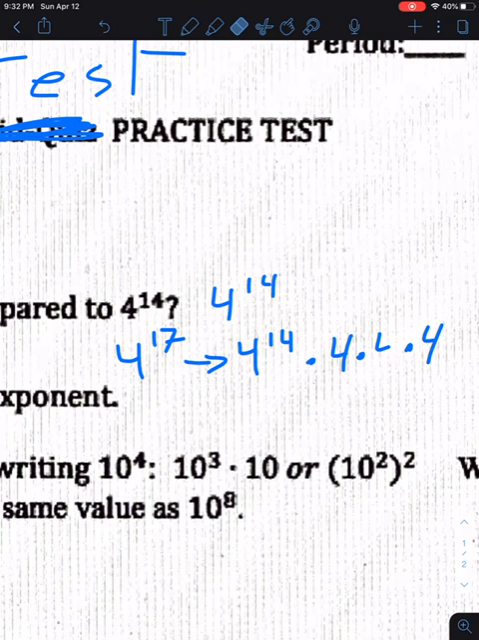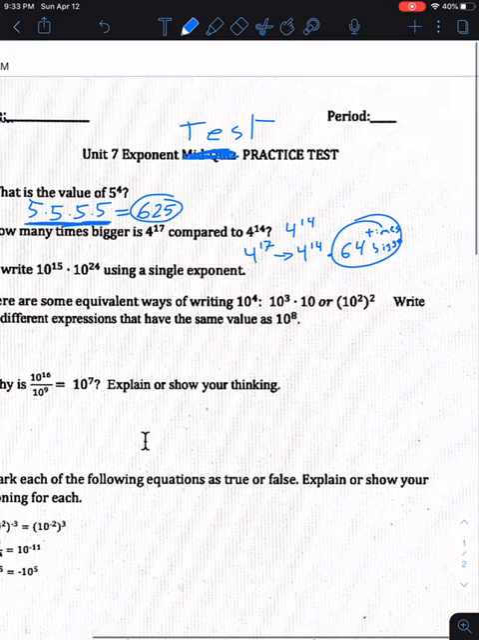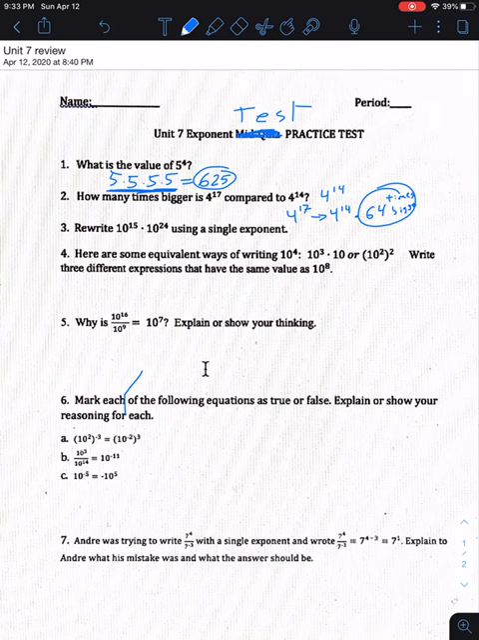Okay, now if you think about this, right? 4 to the 17th has 3 more 4s being multiplied together in it, okay? So 4 times 4 is 16. Times 4 again is 64. So 4 to the 17th is the same as 4 to the 14th times 64, which means that 4 to the 17th is 64 times bigger, okay? So, if you got 64 times bigger, congratulations. All right, let's go on to number 3.